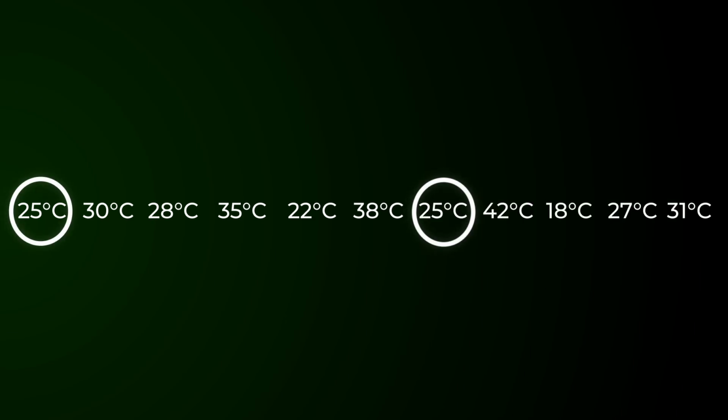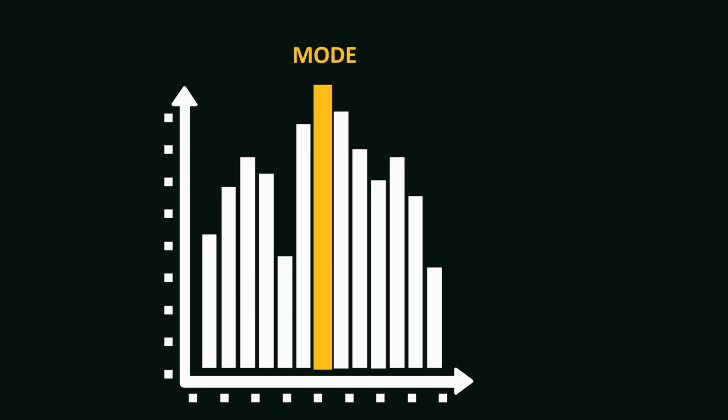The mode is the most frequent value in the data set. So if you have temperatures that are 25, 30, 28, 35, 22, 38, 25, 42, 18, 27, and 31, with 25 appearing twice, it is the mode. In a histogram, the mode would be the value with the highest bar.